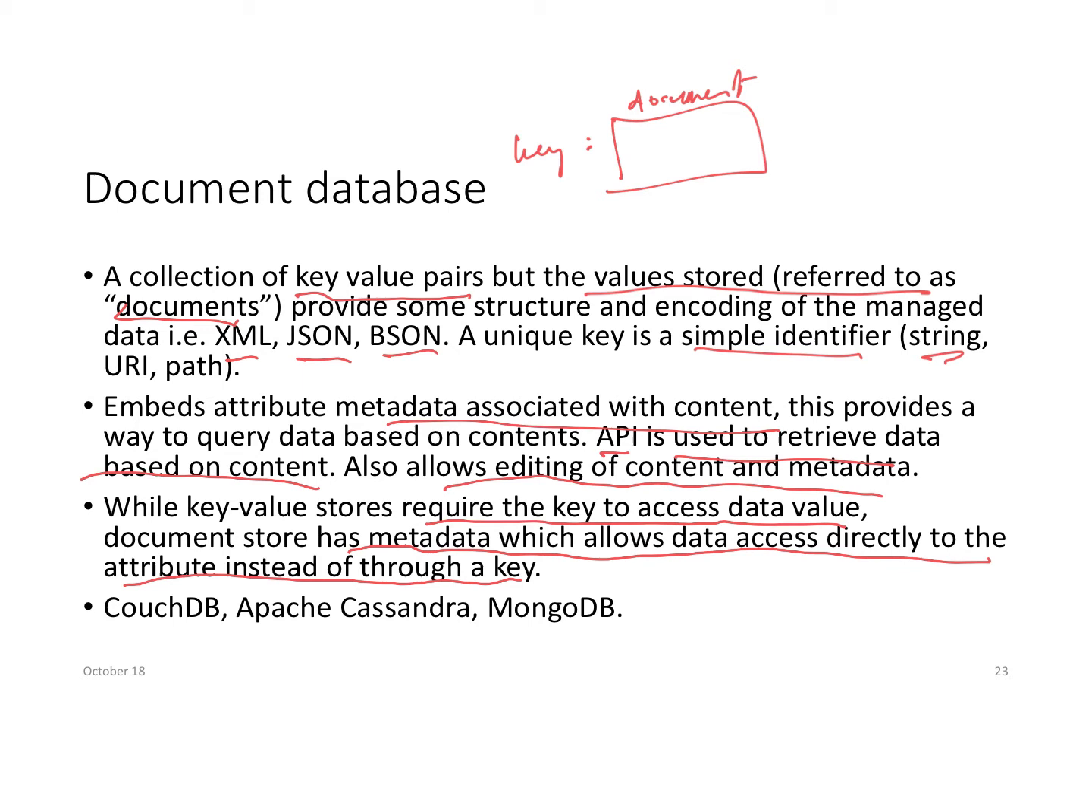So these are examples of software that apply document databases: CouchDB, Apache Cassandra, and MongoDB. For our class, we are going to learn MongoDB during the tutorial class. So I will give you a video to watch later.